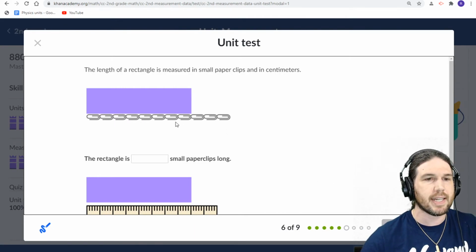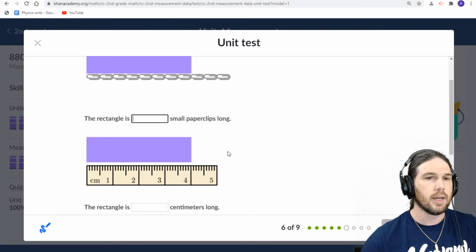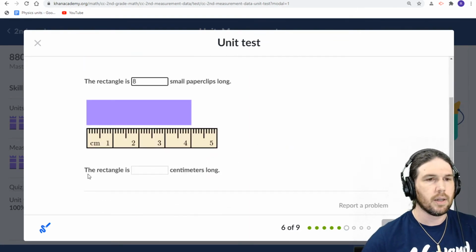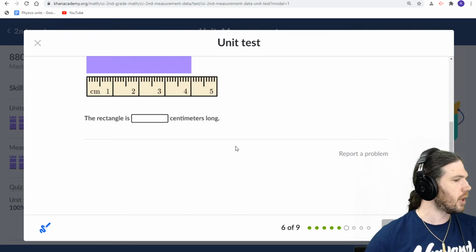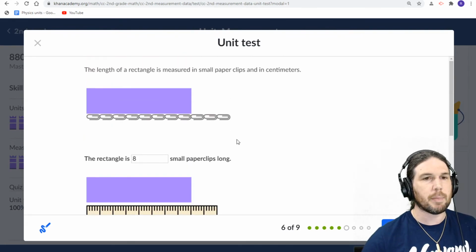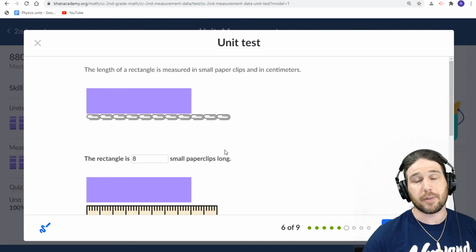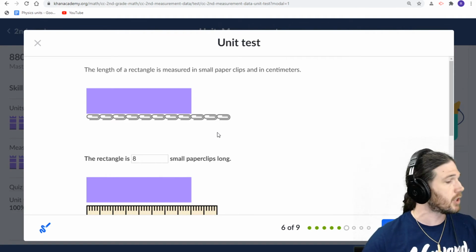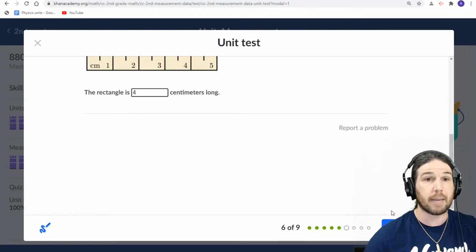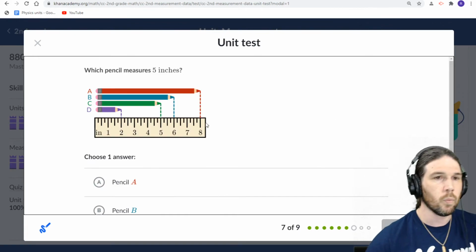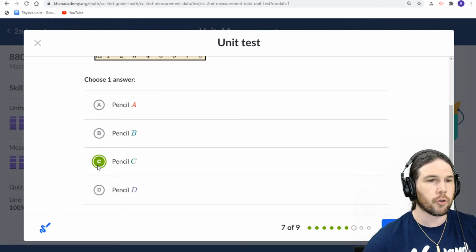Deal with it. We've got teeny tiny little paper clips, 1, 2, 3, 4, 5, 6, 7, 8 of them to make this rectangle. And the rectangle is 4 centimeters long, which means that the paper clips are shorter than 1 centimeter. This is going to come up again in 3rd grade, so I want to make sure to belabor the point. Which pencil measures 5 inches? That would be green, the C one.